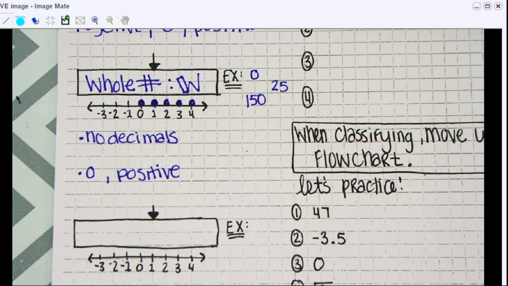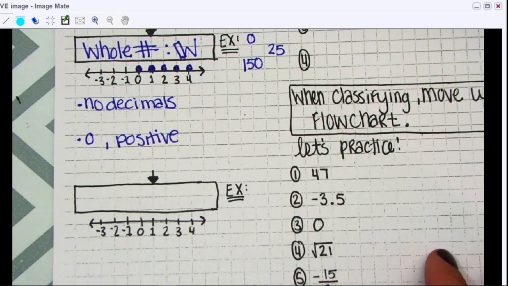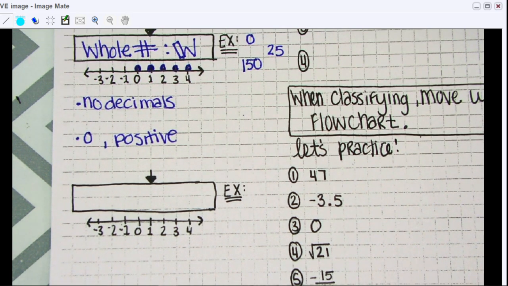Okay. What's the last subgroup? Reals up top. These are referred to as counting numbers.